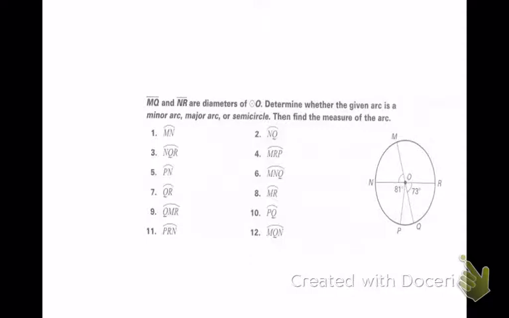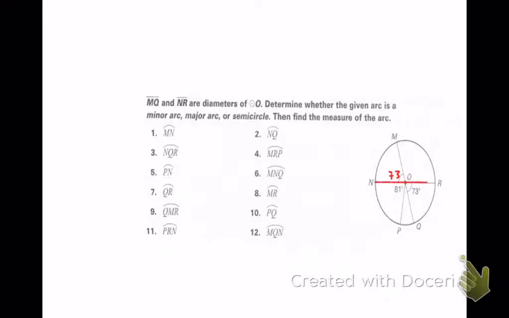We've got an example here where we have a bunch of different arcs that we want to talk about, and we want to make sure that we understand if they're a minor arc, major arc, or a semicircle. And then we want to find the measures. Now, because we know there's a relationship between central angles and the arc measures, what I would do is come over to this diagram first and fill in all of the angle measures. Okay? These two angles here, MON and ROQ, are vertical angles, and so they're congruent, and so they're going to have the same measure.